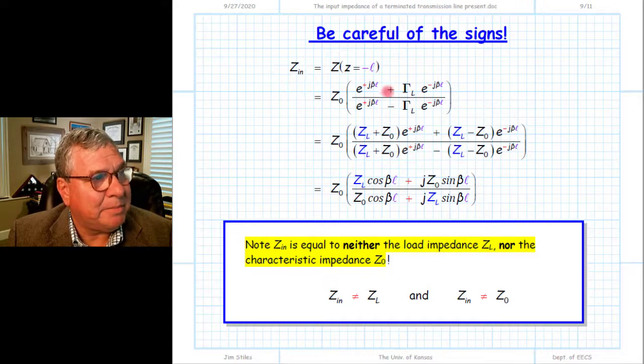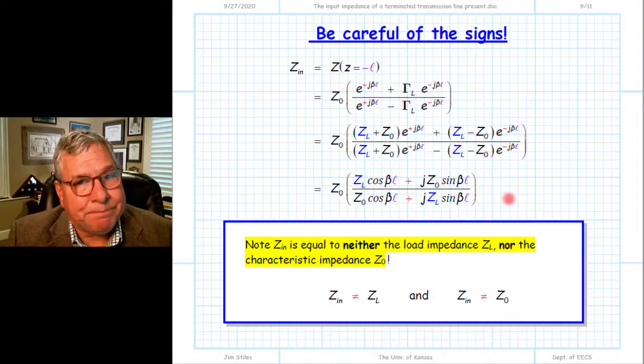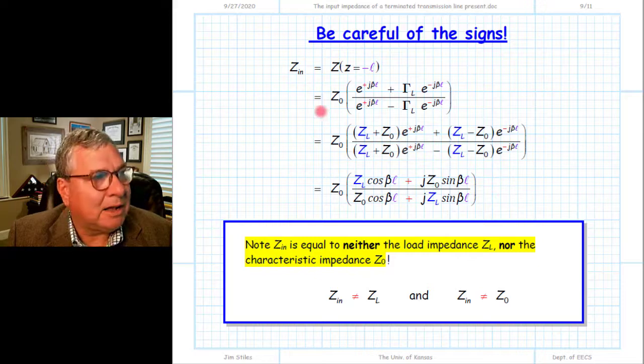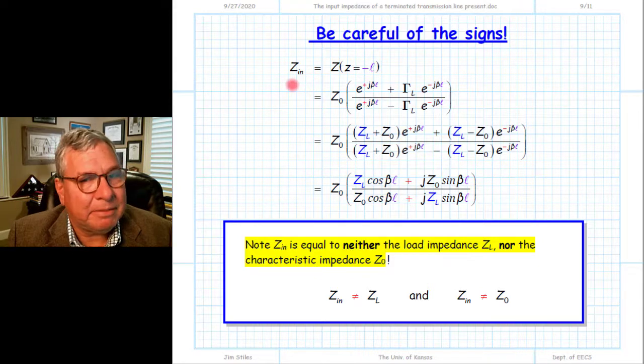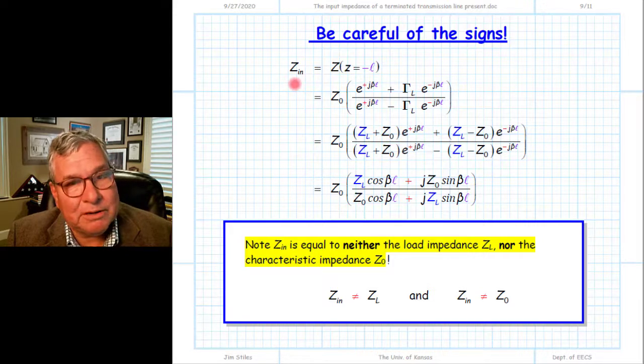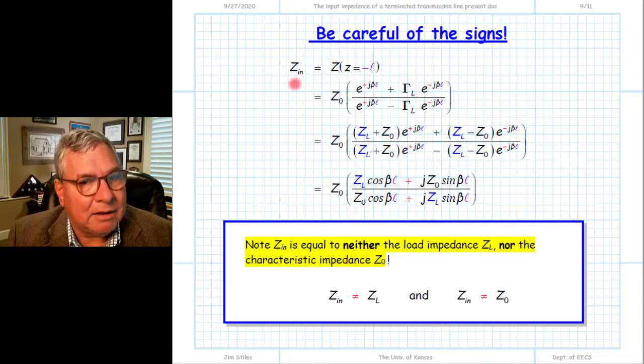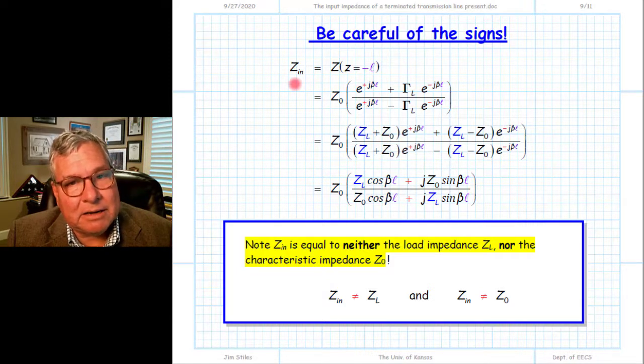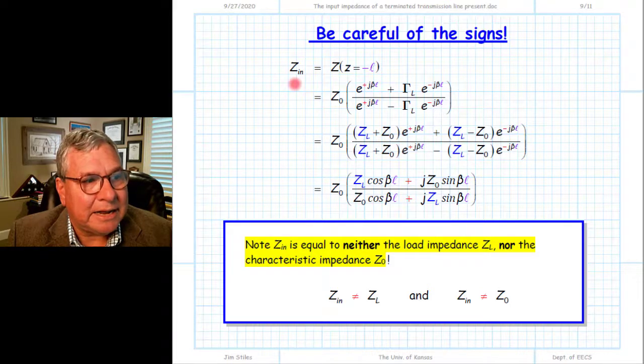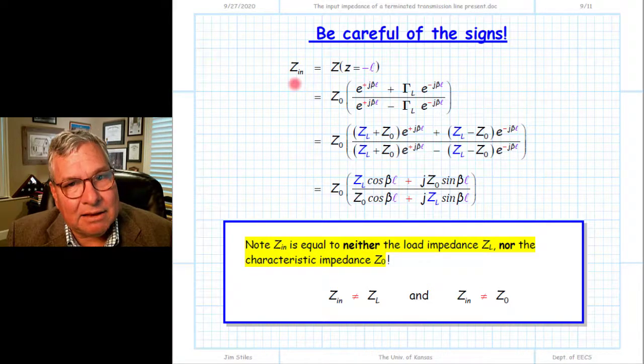Instead, the input impedance is some complex number. What we'll show is this literally can be any complex number. It can be a complex number with a magnitude of 0. It can be a complex number with a magnitude of infinity. It can be a complex number that's purely real. It can be a complex number that is purely imaginary. So input impedance really can be anything for a terminated transmission line. It just depends on the characteristics of that transmission line, its length, and most importantly, the load impedance that is connected, that terminates that line.